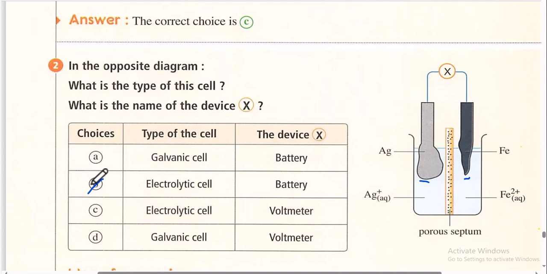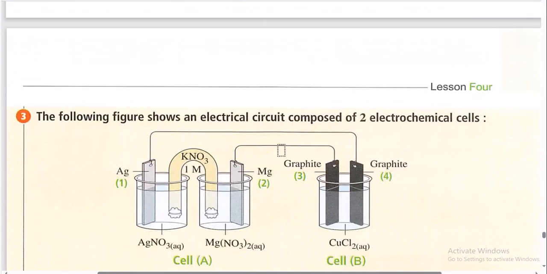So here electrolytic cell is wrong. If this is a spontaneous reaction, there is no electric source from outside. There is no outer source of electricity. So it is not a battery. So those are wrong. It is a galvanic cell, and this device is a voltmeter. Let's talk about another example.